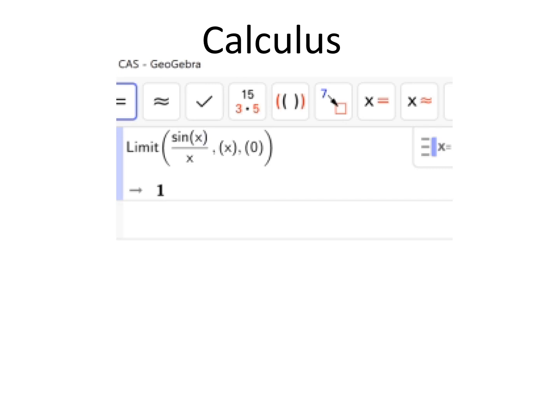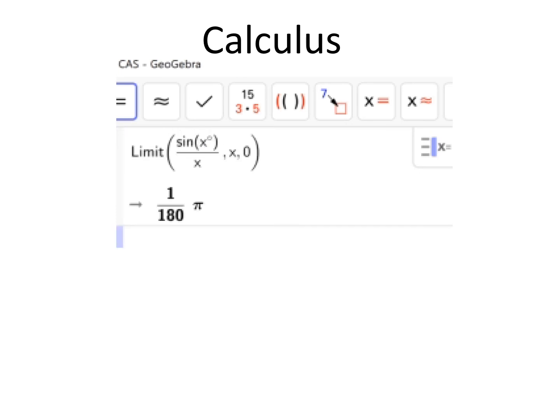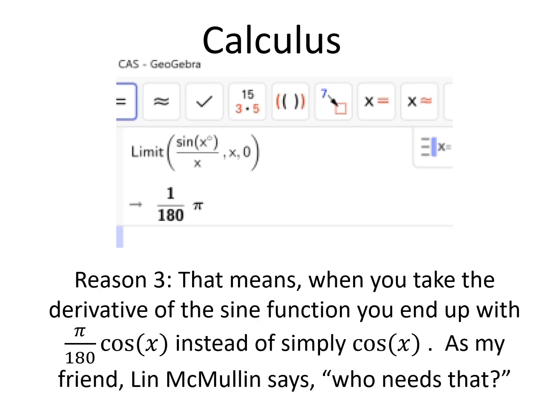The limit of sine x over x, with x in degrees, as x goes to 0. Let's see. Oh, of course. That's pi times 180th. So reason 3, why radians. That means when you take the derivative of the sine function, you end up with pi over 180 cosine x instead of simply cosine x.